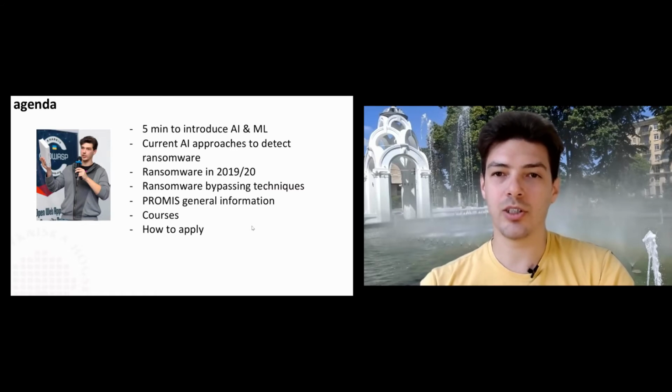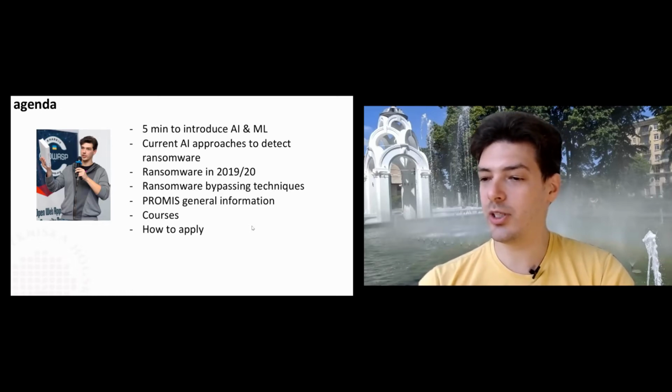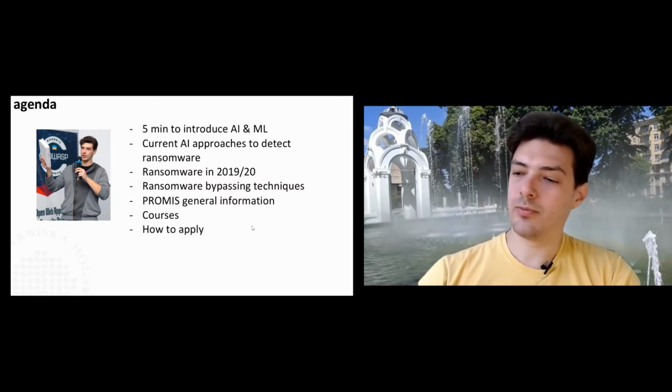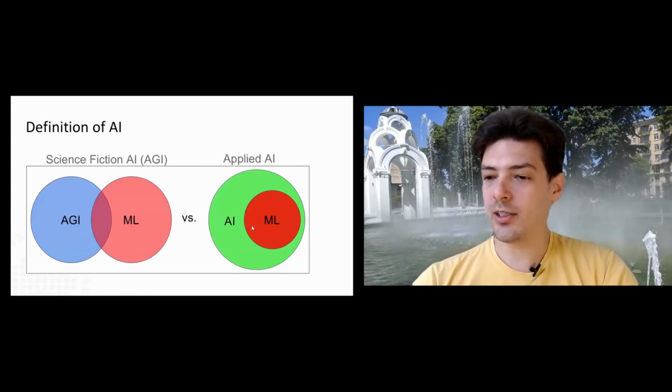So what's the plan for today? I would like to start with a short introduction to AI and ML to understand what it is, and to define this, because there are a lot of speculations around AI, and we need to clearly understand what AI is and what the relation between AI and ML is. Then we go to AI approaches to detect ransomware attacks, and I'm going to show examples of targeted ransomware attacks as seen in 2019 and 2020. I will also highlight the bypassing techniques used in these attacks. In the end, we'll talk about this project, about courses we've been developing, and give you a hint how to apply to these courses.